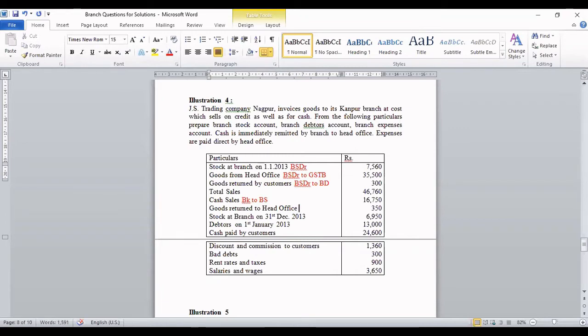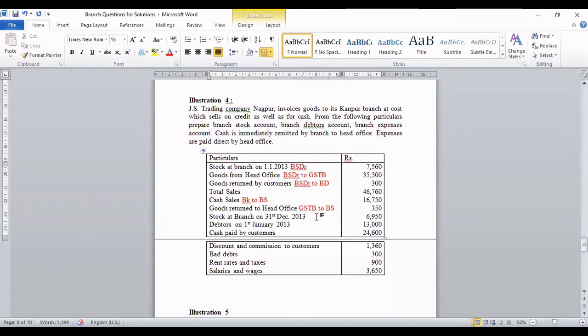Goods returned to head office. So what would be the entry for this? Here goods are returned to head office. Head office is receiver. Second entry ka reverse. Yes, exactly. We have to do the entry like goods sent to branch account debit to branch stock. Correct? Everyone understood? Exactly. So continue.